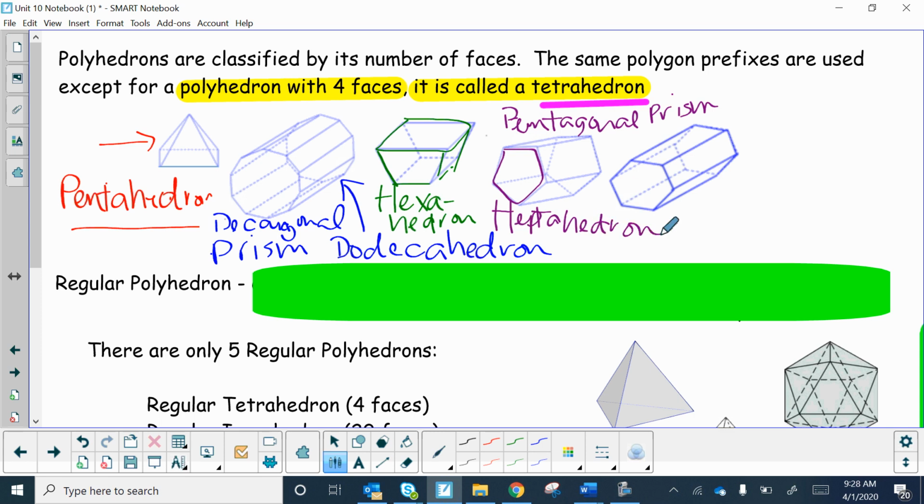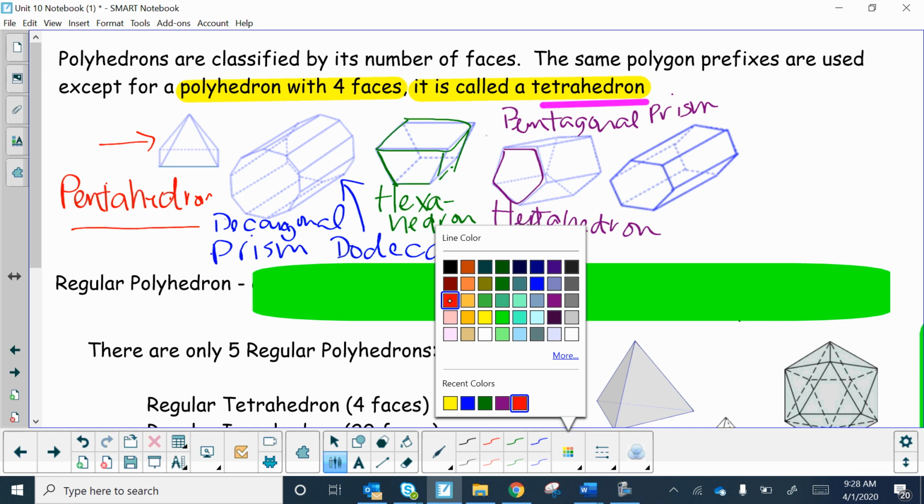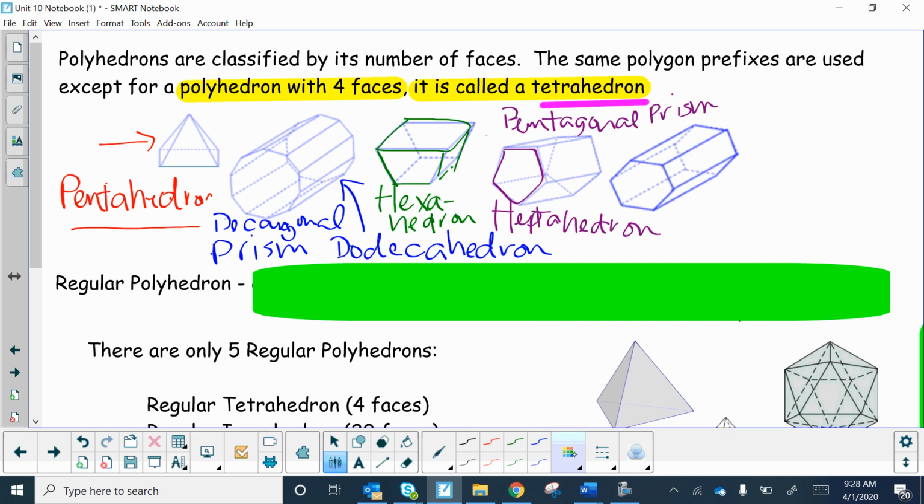Okay, and then this last one over here, this one has a base that is a hexagon. 6 faces, so that means there's 6 rectangles going around 2 bases, so 8 faces it has. So this one's an octahedron. Okay, so that one is an octahedron.